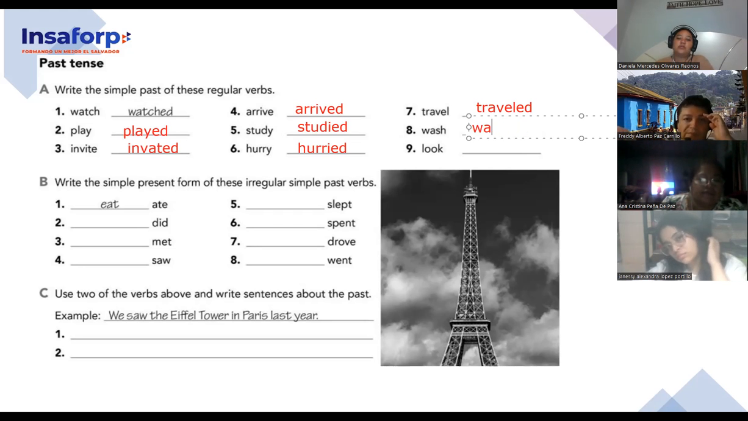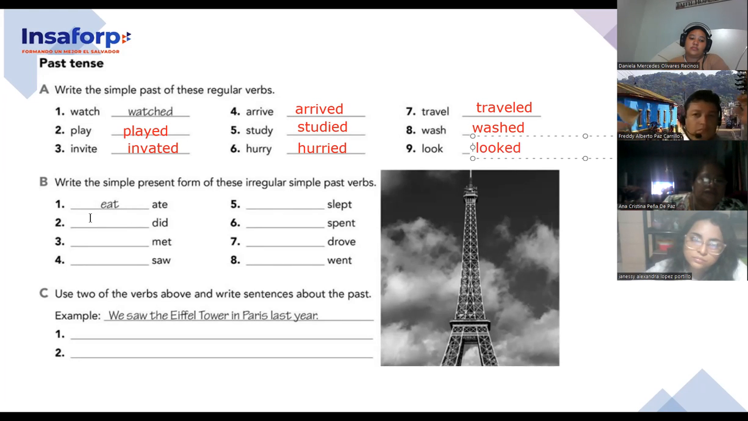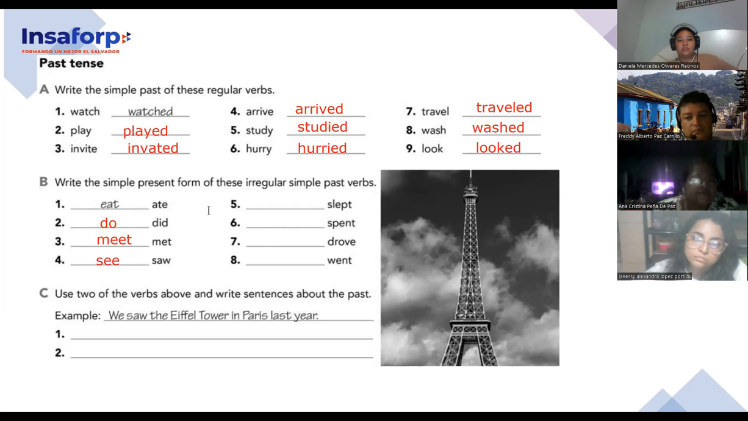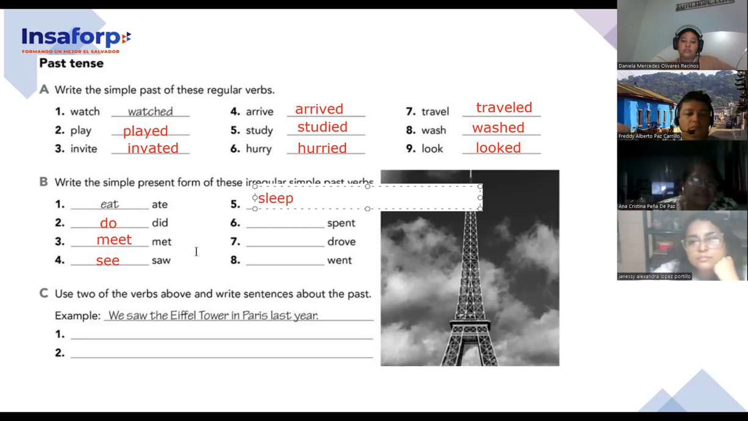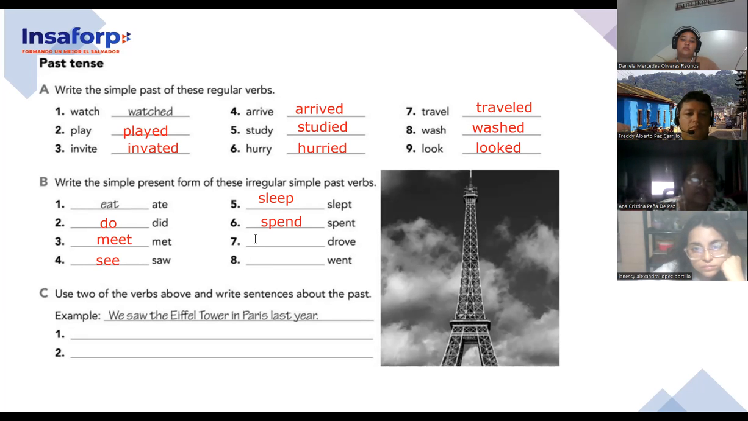Sorry. Washed. And look. Looked. Very good. And then we have, what is the present of the verb did? Do. Exactly. Very good. What about met? Meet. Right. What about saw? See. What about slept? Sleep. Very good. What about spend? Spend. Exactly. Just one letter change. What about letter number 7? Drive. Very good.